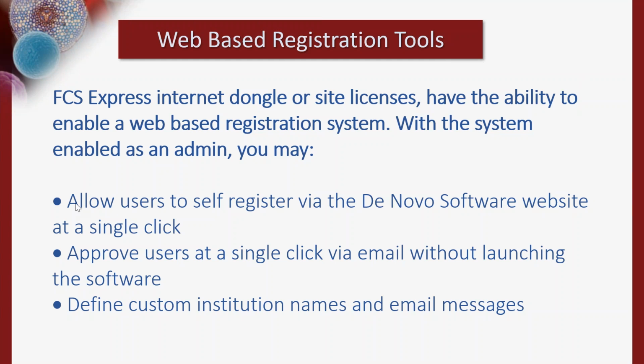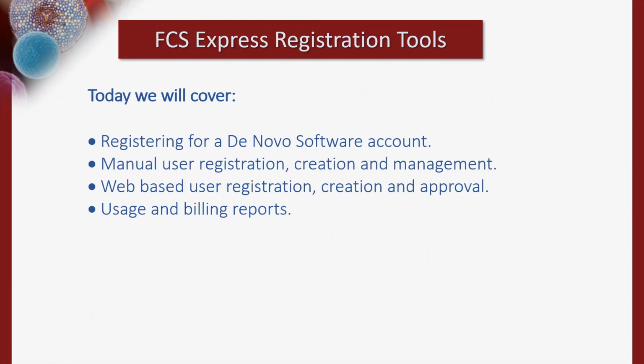So when folks do register and they begin configuring their licenses, it will be very clear what institution and what's going on for that. In addition to the web-based registration system, today we're going to be covering how to register for a Dongle software account and what that means from an administrative and from a user's perspective. We'll be covering how to manually register users on your license, how to create them and how to manage them.